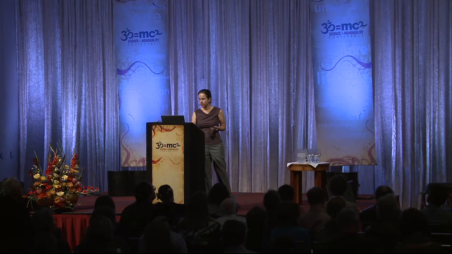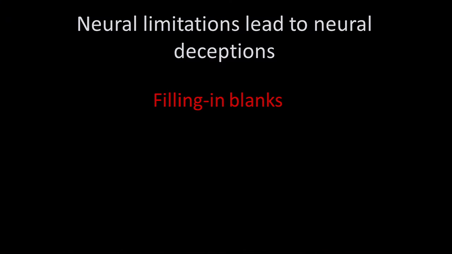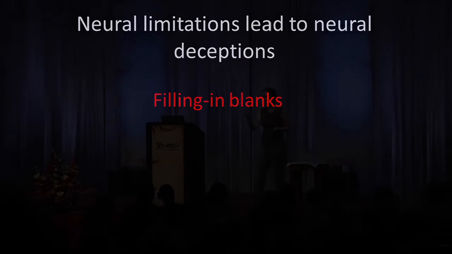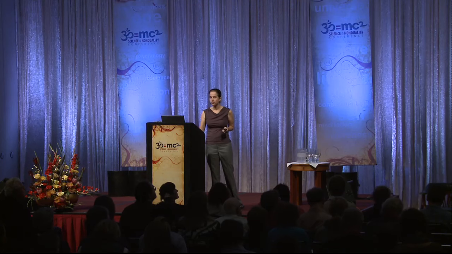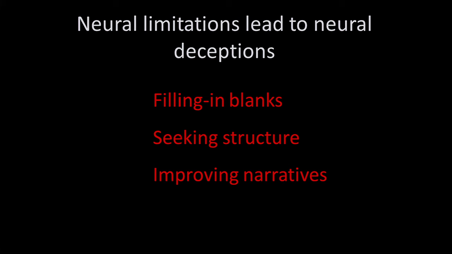And these shortcuts are generally going to be very good. They're going to have an adaptive value. They're going to allow us to interact with each other, to navigate the world, to reproduce. However, in some cases, these shortcuts are going to give us a fairly different picture from what's really out there. So neural limitations can lead to neural deceptions. Now, some of the mechanisms by which our brain overcomes, most of the time, these neural limitations, I'm going to give you three examples, which are going to be filling in blanks, seeking structure, and improving narratives. And we'll see a couple of examples of each.